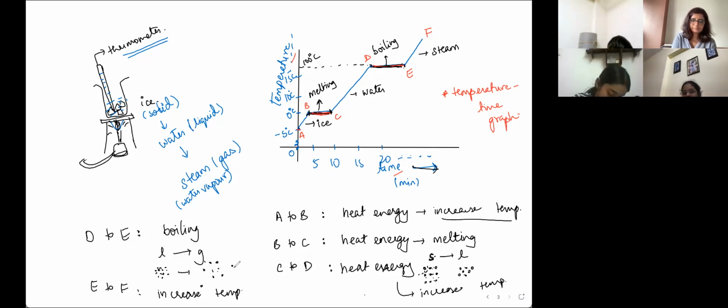Miss, in E2F, increased temperature causes steam, right? Or is that only liquid to gas? No, in E2F, if you look in the vessel, let's assume it's closed, what you'll find is steam. All the water, which was ice earlier, has melted into water, and after boiling only steam will remain, and the temperature will keep increasing at this stage.